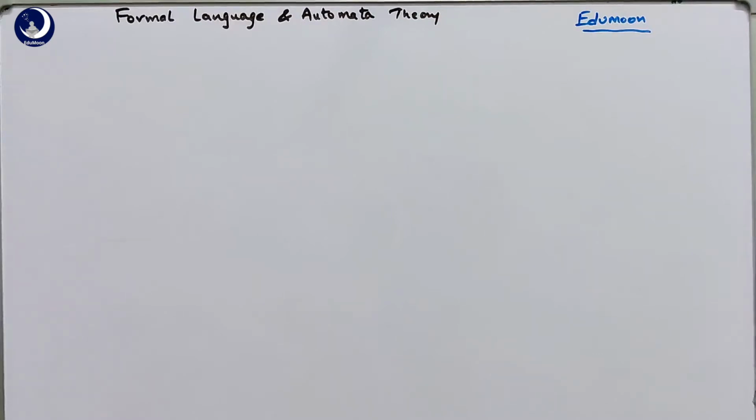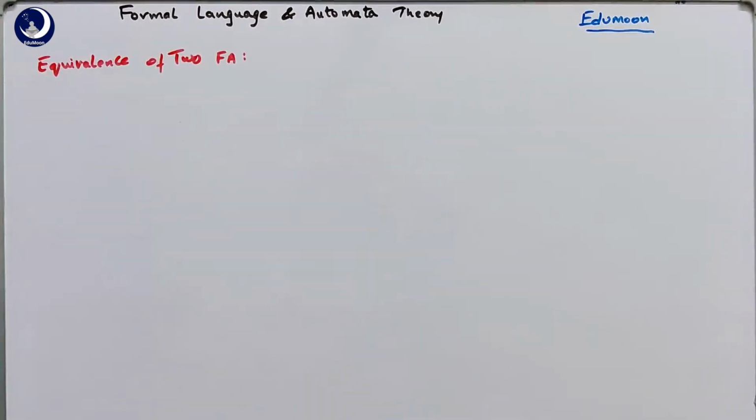We are discussing formal language and automata theory, and in this video we shall discuss the equivalence of two finite automata. That is, when two finite automata are given, we will be checking whether the two are equivalent or not. Equivalence doesn't mean the number of states or the input symbols; it means that both the machines are accepting the same language.